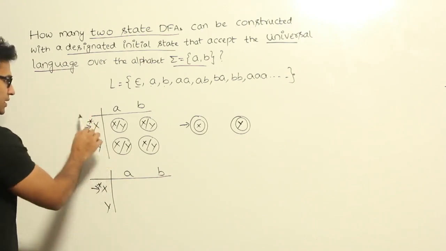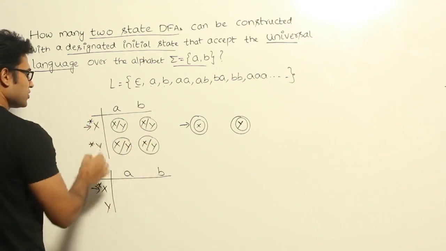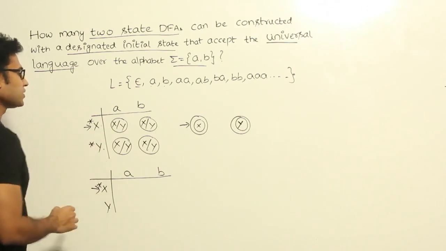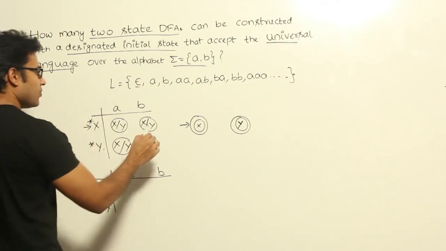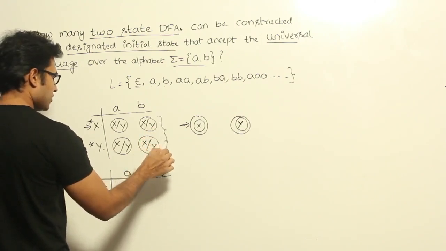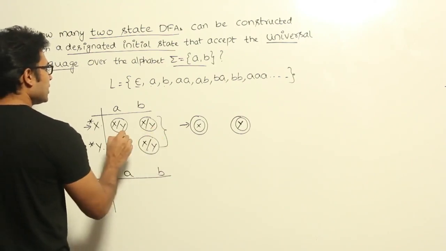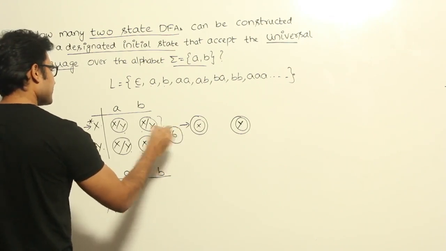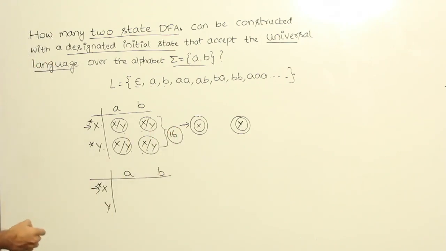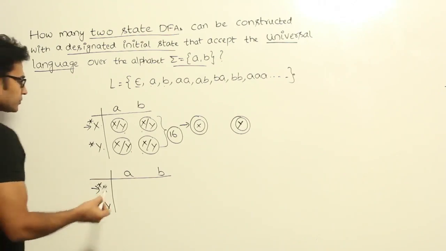Now how many such DFAs are possible with this structure, where x is the initial and final state and y is the final state? The number of different DFAs possible is 16: 2 into 2 into 2 into 2, which is 16. Got it? Now coming to the other one, let's see how many are possible here.